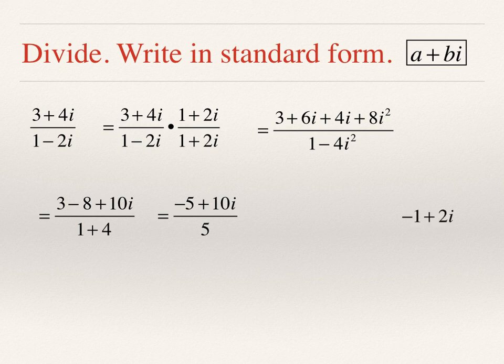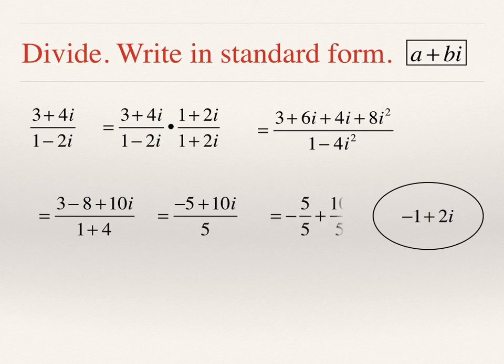Ultimately, we're going to end up with this answer, but where that came from, and again, I like to write it out in stages, is negative 5 over 5 plus 10 over 5i, which I can see will simplify to negative 1 plus 2i.